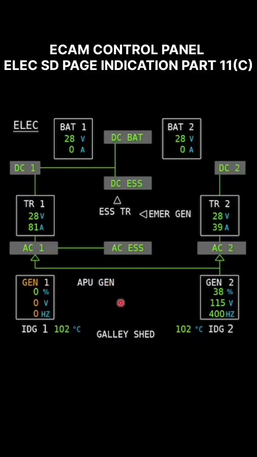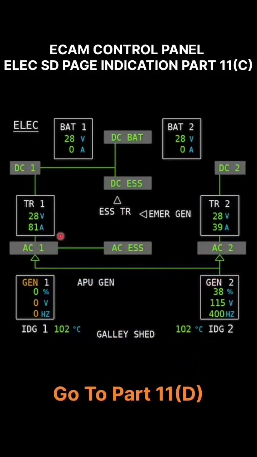If the APU generator is available or the other side generator is available, then the system will automatically replace the failed generator. So suppose this generator has failed and the APU is available, the APU will supply this side of the network. If the APU is not available but the other side generator is available, then you can see this is supplying the whole network of the electrical system. So one generator is good enough to supply the whole network, one APU is good enough to supply the whole network, one external power is good enough to supply the whole network.